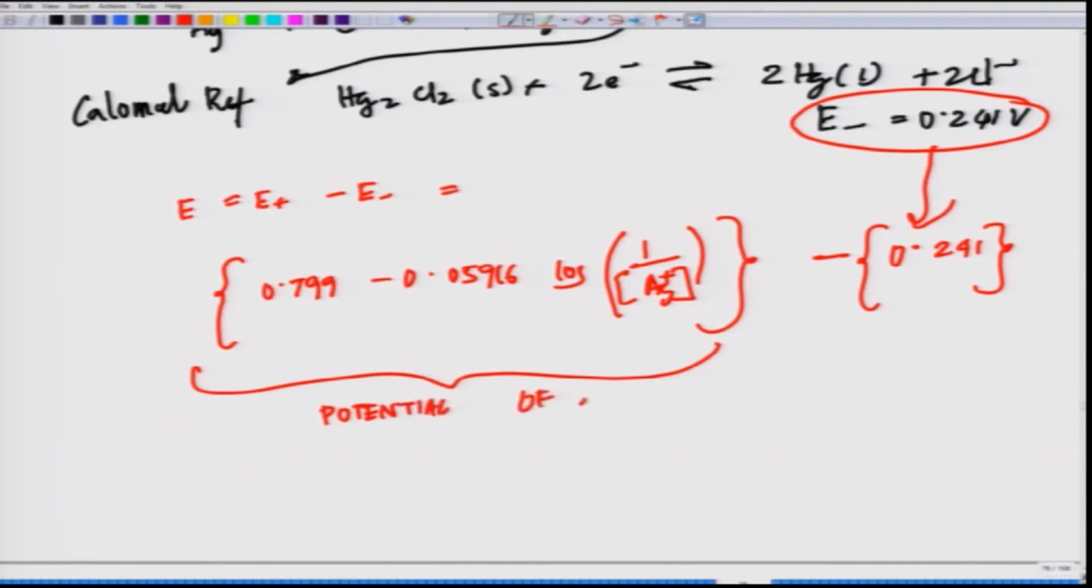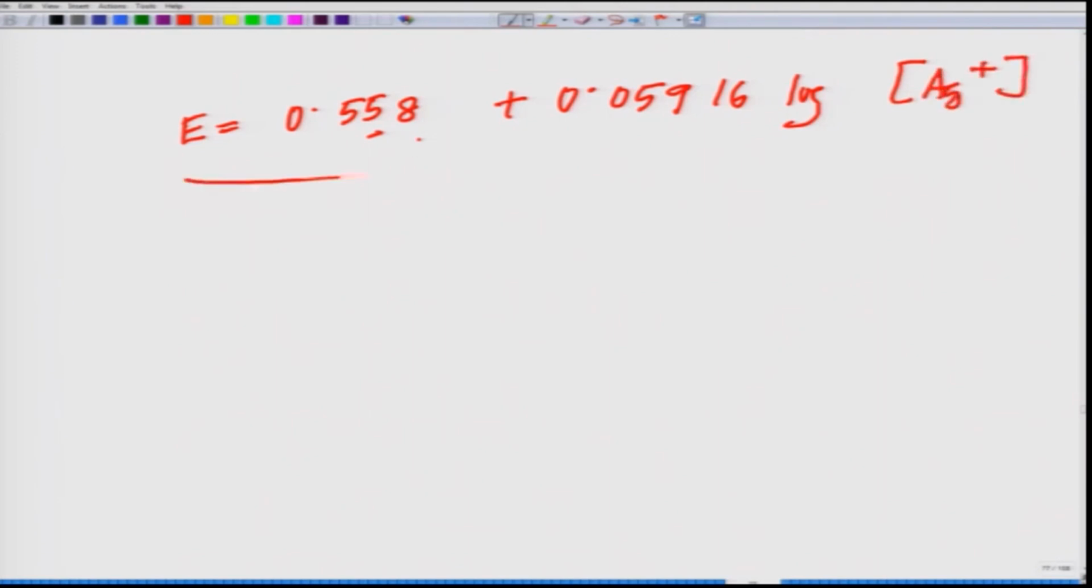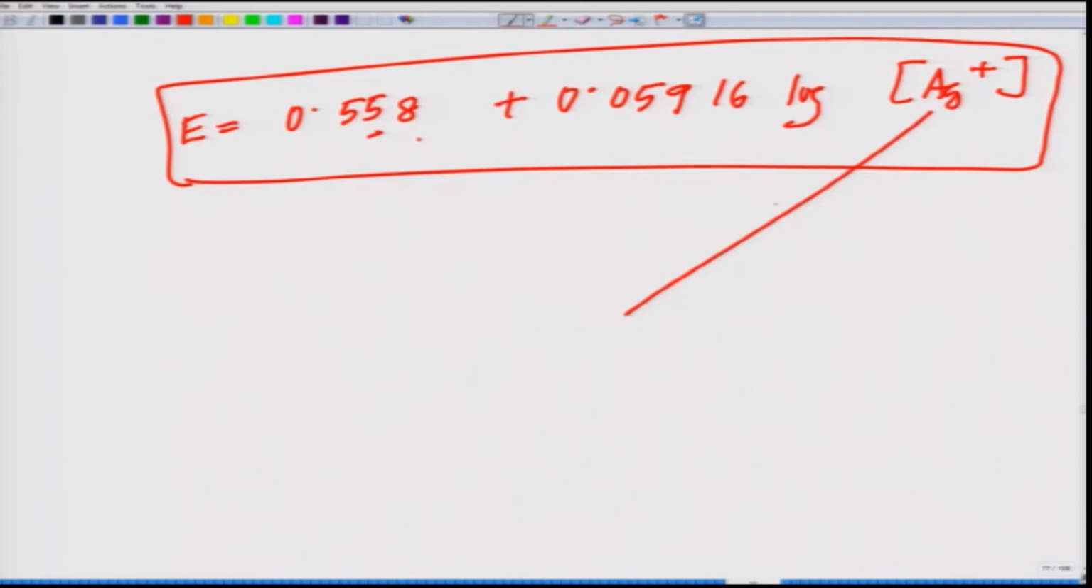potential of Ag plus indicator electrode. So, now if you calculate E is equal to 0.558 plus 0.05916 log Ag plus. Now, this is your unknown.